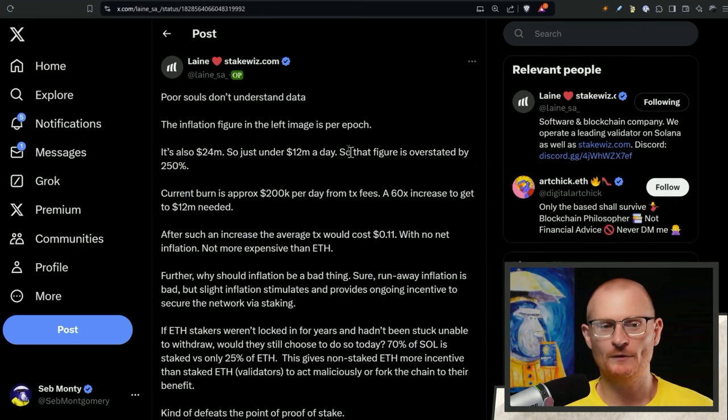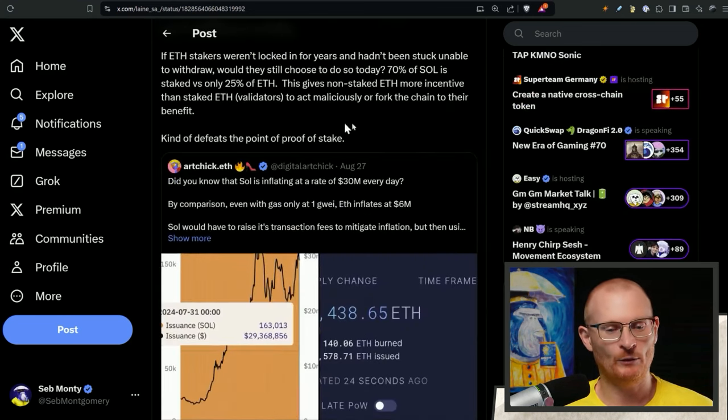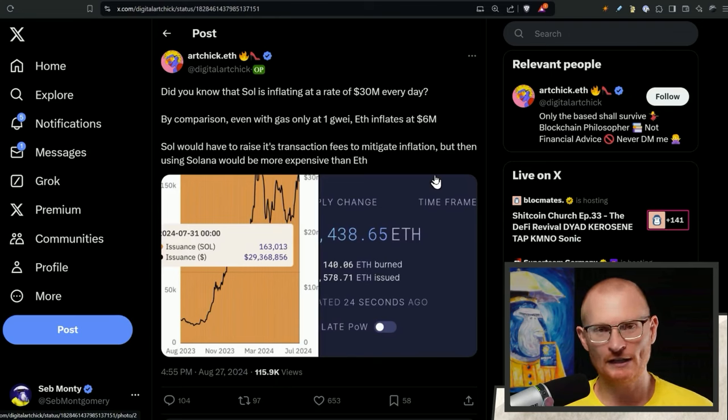So let's go into it. Not FUD from Lane. Lane's another validator, great validator. But we got FUD from this. Now it's very easy to get Twitter engagement. You just come out with negative, rubbish news, which is fine. Did you know that Sol is inflating at a rate of 30 million every day? No, it's not. But okay, we'll go over it.